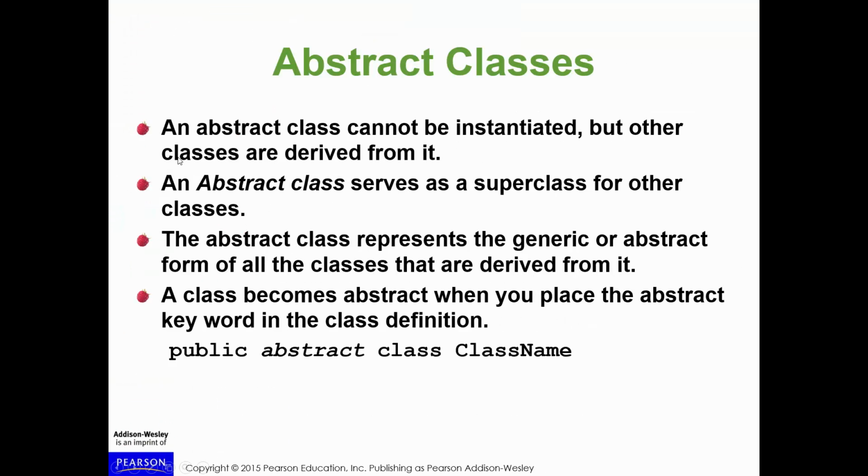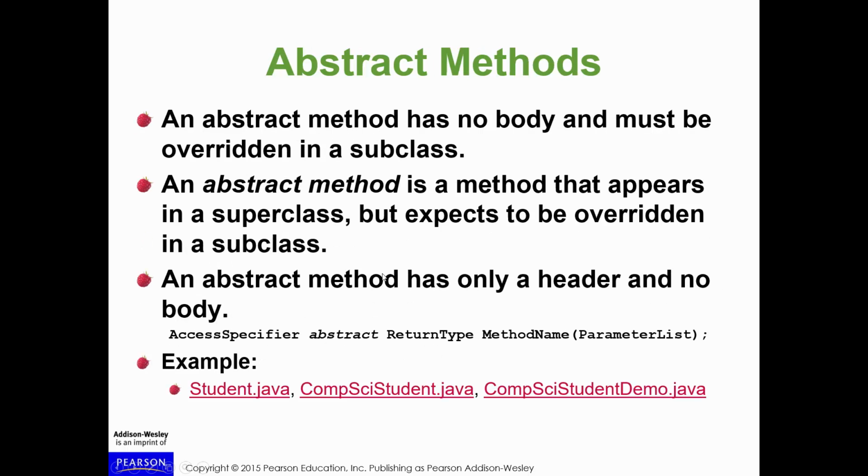So an abstract class, and before I showed you Animal, an Animal would be an abstract class. It looks just like any other class, but you use the word abstract between public and class. That means it cannot be instantiated, so that class name can never appear on the right-hand side of an equal sign. Rather, it's used as a template for other classes to be derived from it. So it's a superclass for other classes. The abstract class represents a generic or abstract form of all the classes that are derived from it.